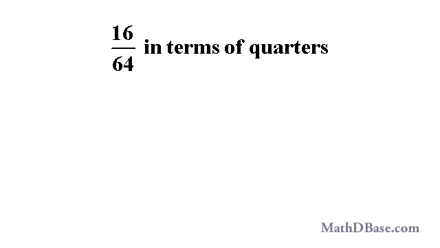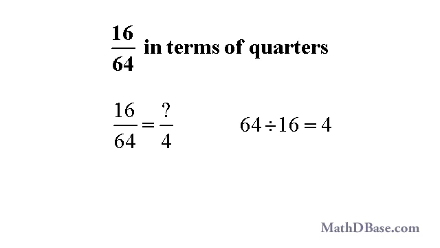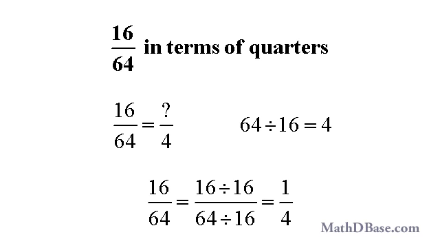Suppose you want to write 16 over 64 as an equivalent fraction in terms of quarters. Quarters means that the denominator is 4. Rewrite the problem as 16 over 64 equal to an equivalent fraction with denominator 4. Since 64 divided by 16 is equal to 4, both the numerator and denominator must be divided by 16, which becomes 1/4. So 16 over 64 is equal to 1/4.